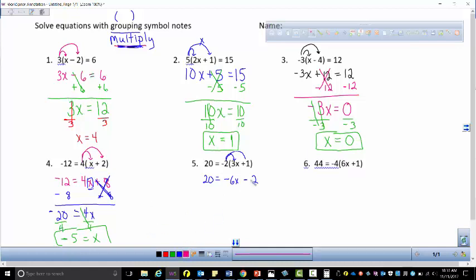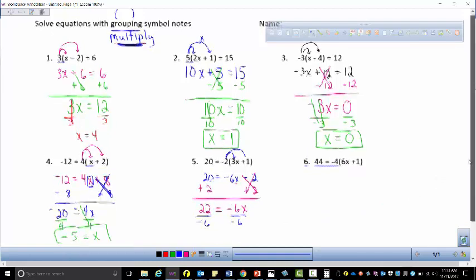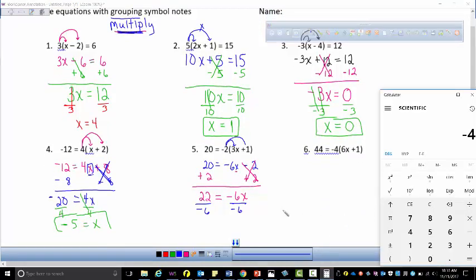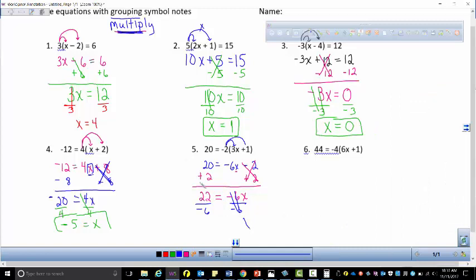Okay. Then I have to say, here's my letter. So I'm going to do plus 2 on this side and plus 2 on this side. Cancel. 20 plus 2 is 22 equals negative 6x. And now I have to divide by negative 6. And I'm going to have to use my calculator. This one will be a decimal. So I know that these cancel, so it's x equals.